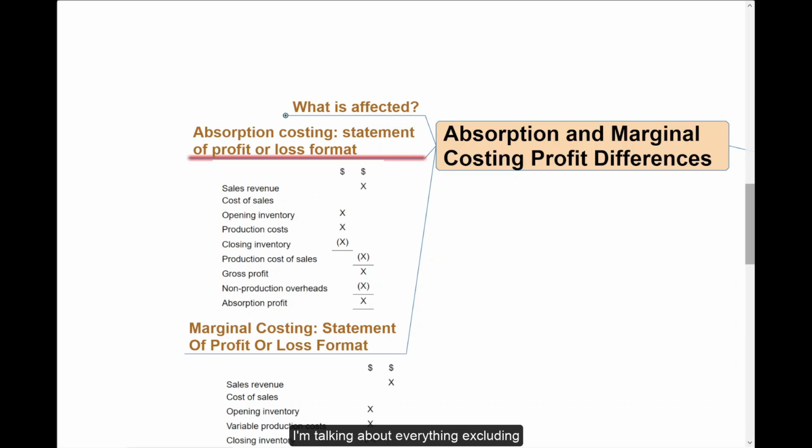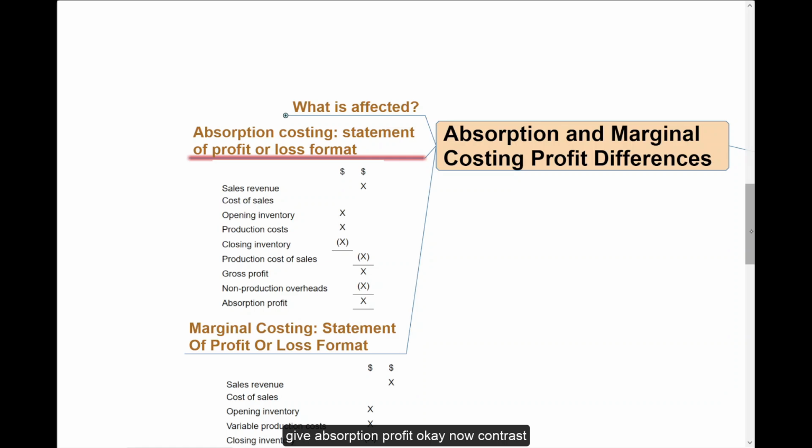When I say full, obviously I'm talking about everything excluding, let's say, indirect expenses, stationery, motor expenses, etc. So it's sort of what we would expect, I think. We see sales revenue. We clearly see cost of sales encompassing opening inventory, production costs, closing inventory being taken off. We have the production cost of sales. We have gross profit being the difference between that figure and sales, and let's take off non-production overheads to give absorption profit, okay?